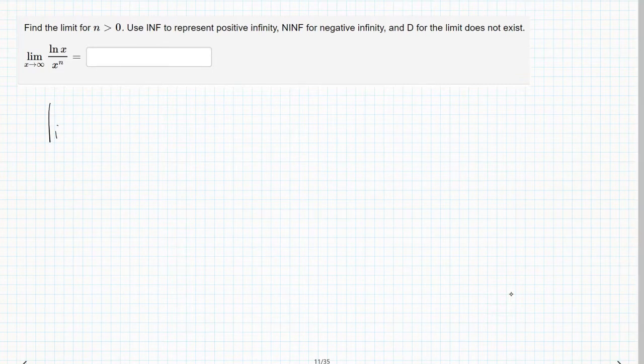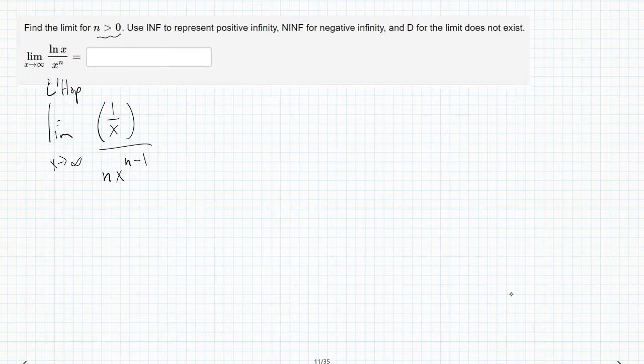Well, we have the limit as x approaches infinity. Notice we have infinity over infinity, so this means we can use L'Hopital's rule. Okay, so derivative of natural log of x is just 1 over x, and then the derivative of x to the n is n times x to the n minus 1. Now you might say, oh, but n, what do we know? Well, we know that n is greater than 0. Okay, so that's important.